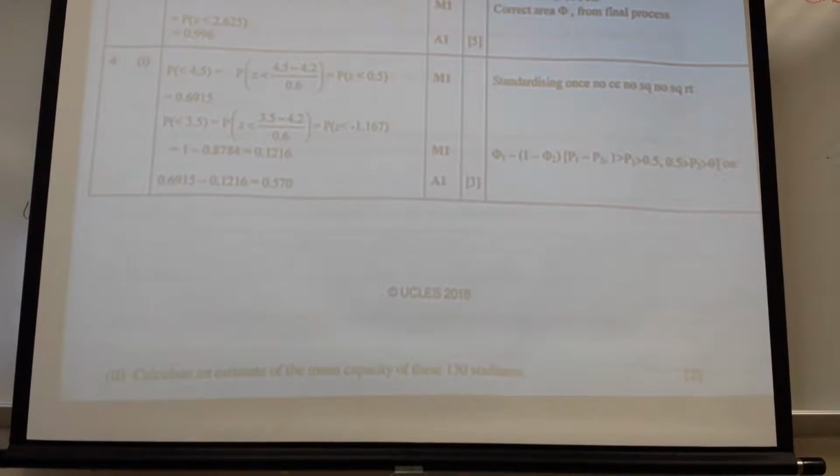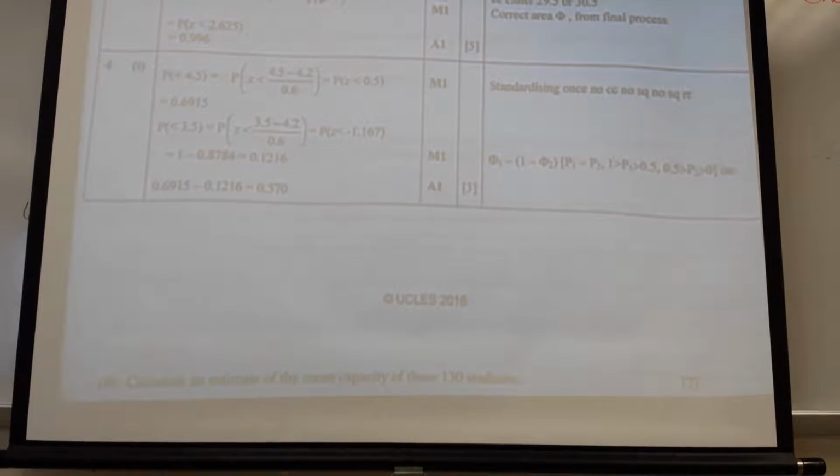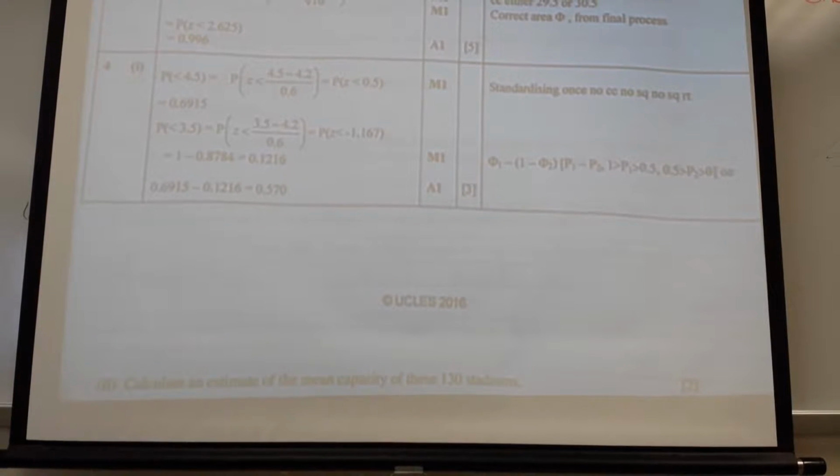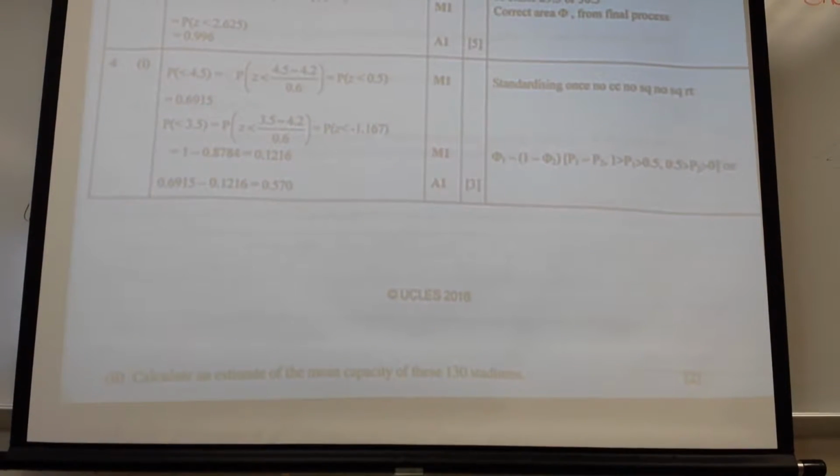Now let's look at the next one. We're going to do less than 3.5. We convert it. We get negative 1.167. Is everybody okay with why? It's 1 minus 0.8784. Take a look at 1.167 and see where it goes. What do you get for your decimal?